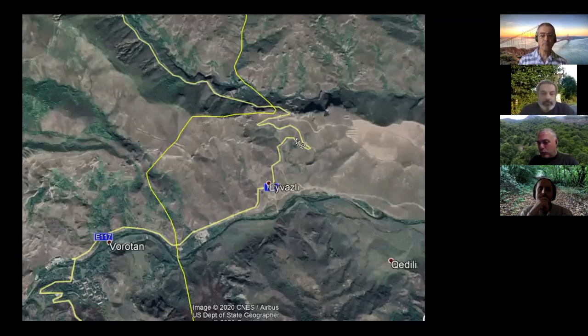This is the same on the Google Earth maps. As you can see, there is the Ayvazli village here, the Vorotan village here. This green is the admin border. And this is the M2 road, which is our biggest road going from Goris to Kapan. This is actually the transport road between Armenia and Iran. This is a very vital road for us. And this is the road that we have to protect with all our strength. And today we have what we have.